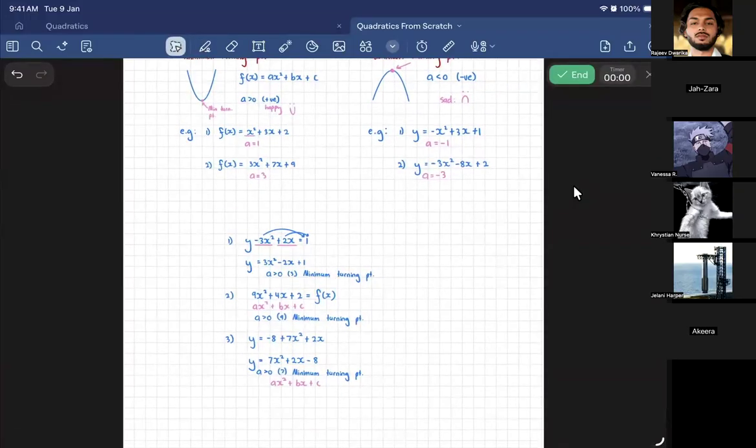So far, you should be able to tell what is a quadratic and what is not a quadratic, no matter how scary it's looking. You should also be able to figure out if it's a maximum turning point or a minimum turning point, if the quadratic has that.